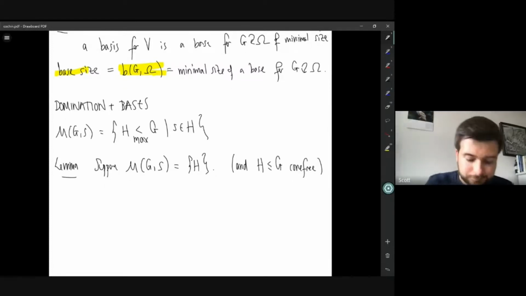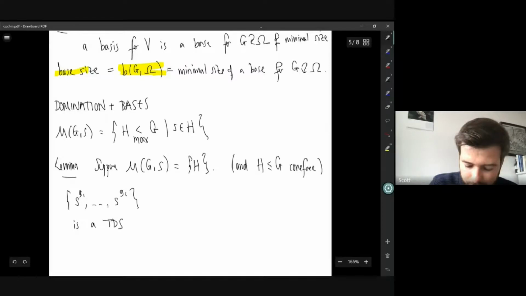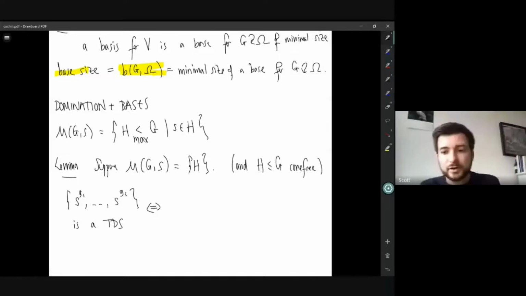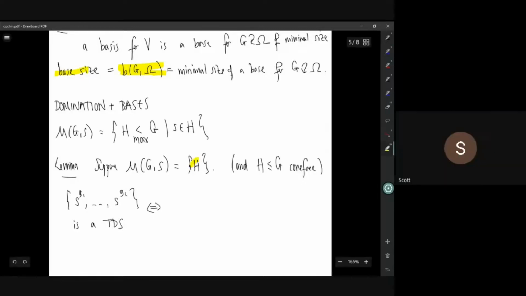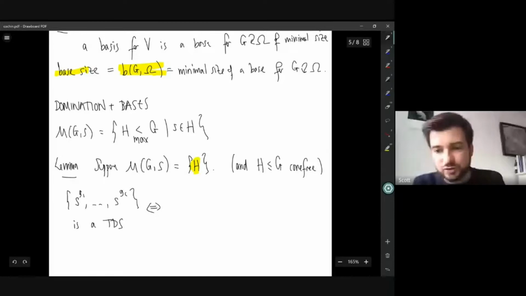Then here's the connection. We're looking for total dominating sets. Well, a collection of c conjugates of the element s will be a total dominating set if and only if the following condition holds. Which elements don't generate with s, or are not adjacent to s in the generating graph? Exactly the elements in H. So if I want everything to be adjacent to one of these c conjugates, then I can't have anything in the following intersection.